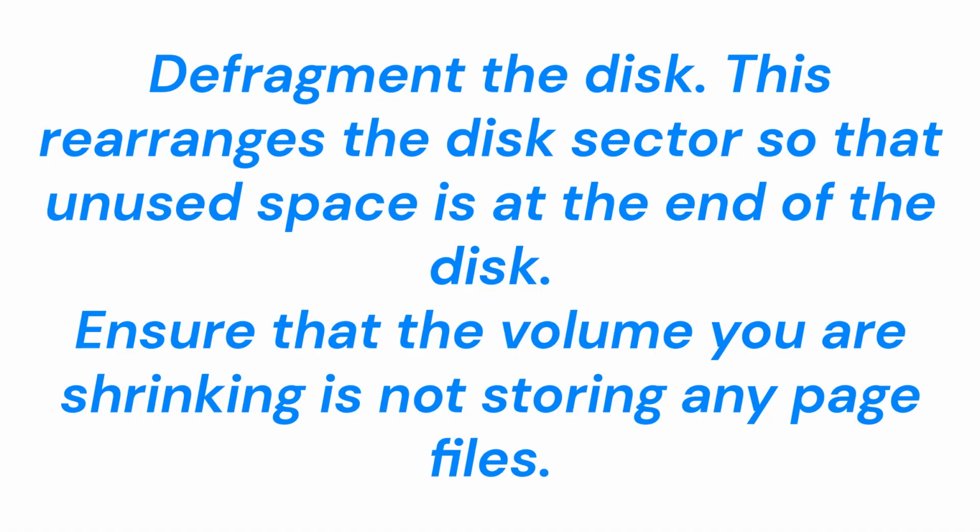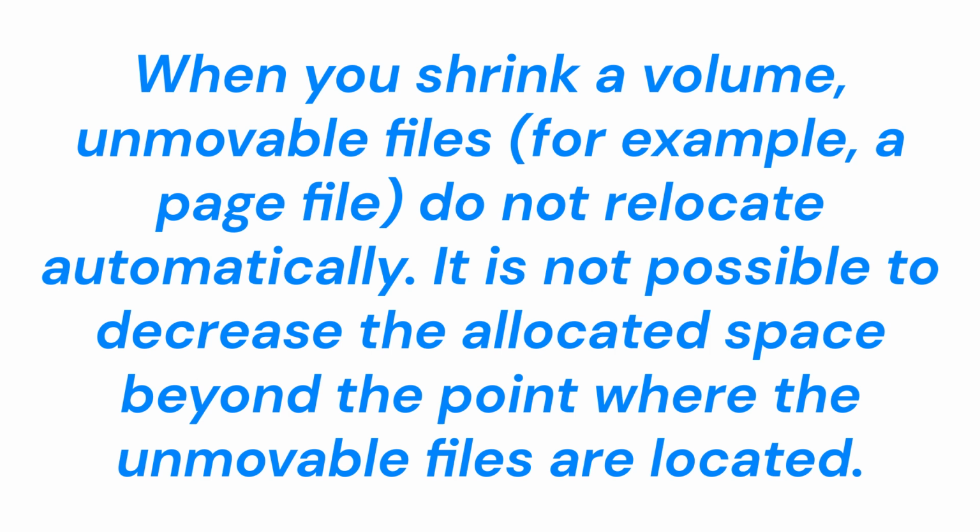This rearranges the disk sectors so that unused space is at the end of the disk. Ensure that the volume you are shrinking is not storing any page files. When you shrink a volume, unmovable files, for example a page file, do not relocate automatically. It is not possible to decrease the allocated space beyond the point where the unmovable files are located. If you need to shrink a partition further, transfer the unmovable file to another disk, shrink the volume, and then transfer the unmovable file back to the disk.